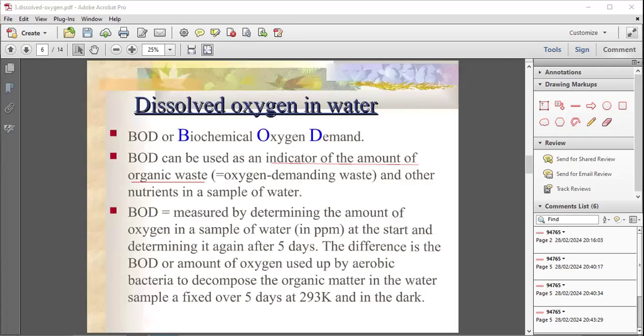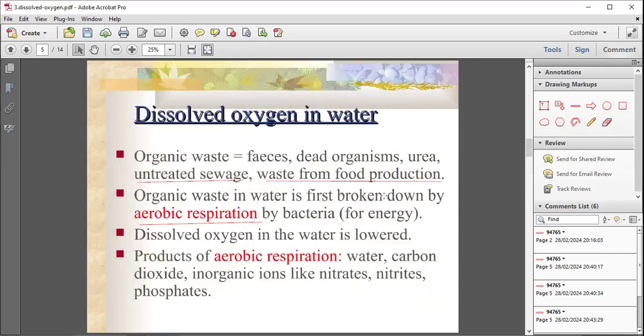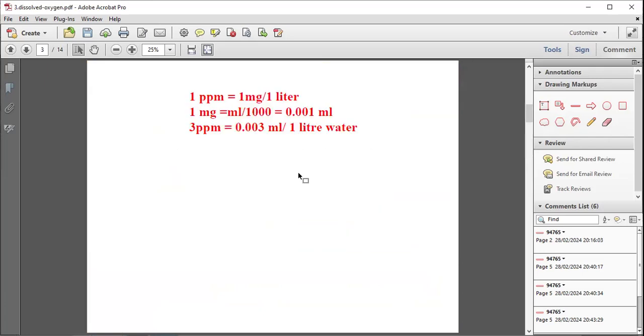The BOD is measured by determining the amount of oxygen in the sample of water in ppm. Also, you have a clear-cut idea about ppm, right? You remember this one, right? 1 ppm is equal to 1 milligram per 1 liter. 1 milligram is equal to 1 milliliter divided by 1000. So, 0.001 milliliter. You note down this point.